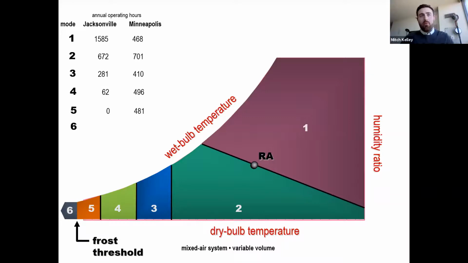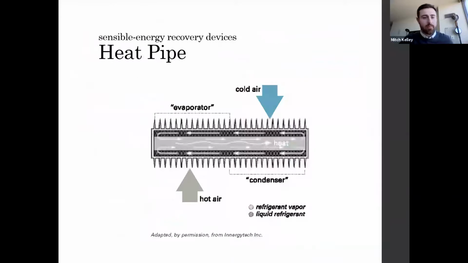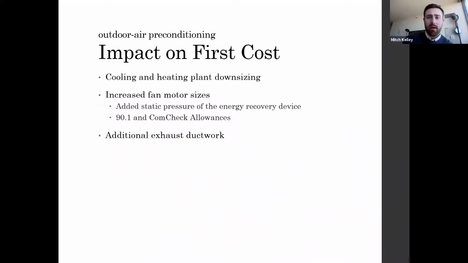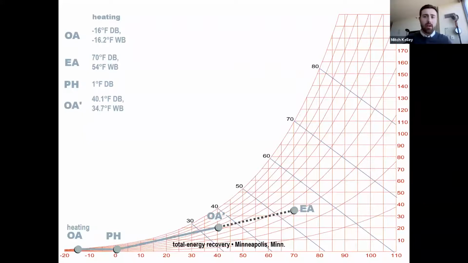So when you have, I'm going to go to a good psych chart example here. Traditionally one would think that, hey, why would I ever want to use OA preheat and put energy into a system when I'm trying to recover energy? Isn't that counterproductive to what I'm trying to do?